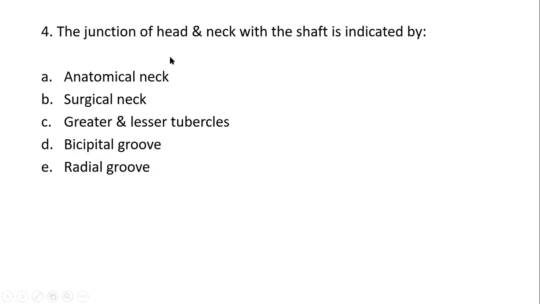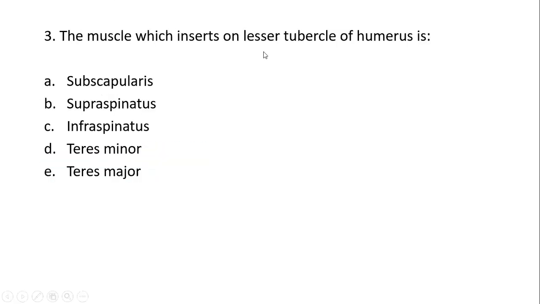Next question is related with the attachments of the upper end of the humerus, particularly lesser tubercle. So which muscle inserts on the lesser tubercle of the humerus? We know that there are two tubercles on the upper end, greater and the lesser. Single muscle gets attached on the lesser tubercle, whereas three muscles get attached on the three impressions present on the greater tubercle of the humerus. So let's see one by one. Subscapularis, supraspinatus, infraspinatus, teres minor, teres major.